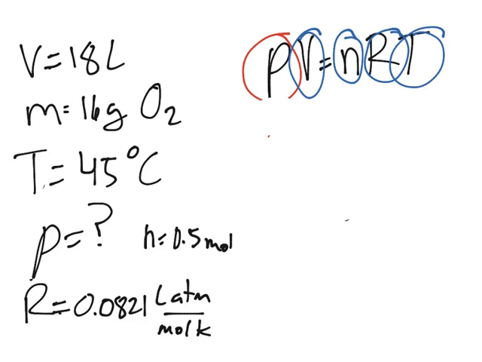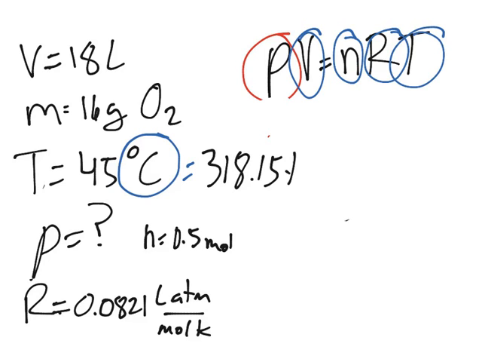However, there's one more thing that we have to change. The temperature is in degrees Celsius. We want it in Kelvin, so we simply add 273.15. So by doing that, we get that it is 318.15 Kelvin. Now we can just plug in the numbers.